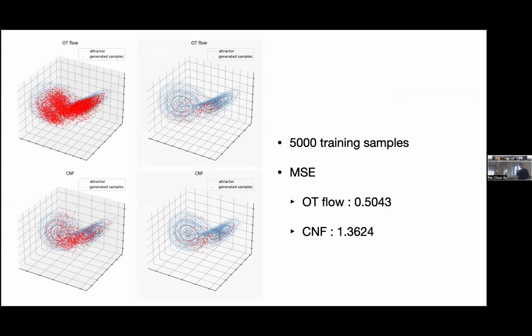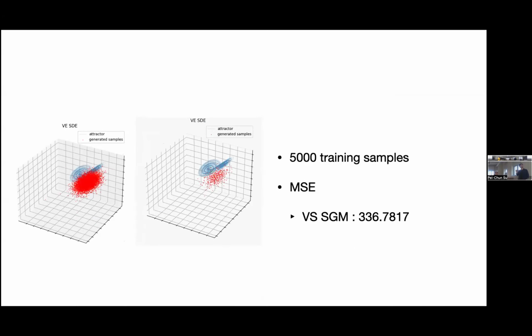Also, here are more results with the same data. You have OT flow, which is Wasserstein 2 proximal localization. It's not as good as the Wasserstein 1 or Lipschitz case. And the bottom one is the continuous normalizing flow, where the objective functional is the KL divergence. They are not as good as the one with Lipschitz regularized alpha divergences. So this is the result for SGM.